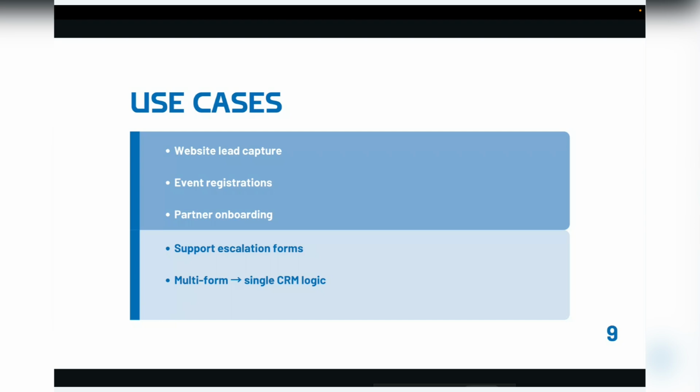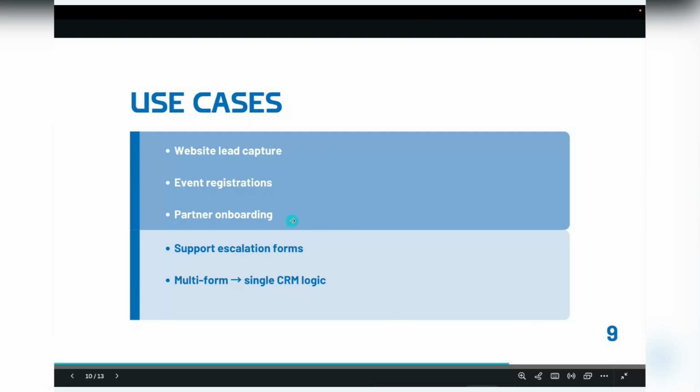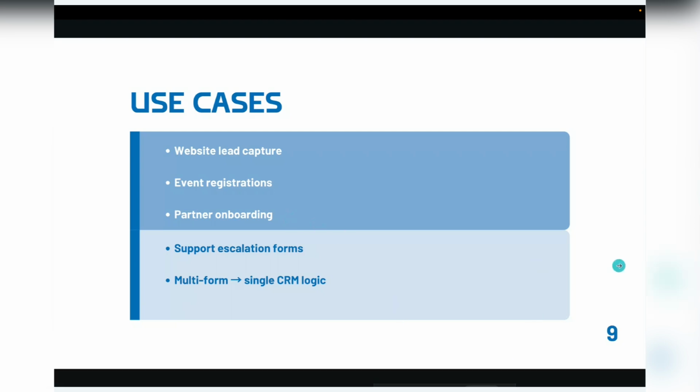And then another common use is event registrations. Event forms can directly create leads or contacts, and we can also tag them under a specific campaign and survey and all. After that, another one is partner onboarding. With this, you can create and build applications where you can create records with the custom CRM models with the approval workflows that you desire.